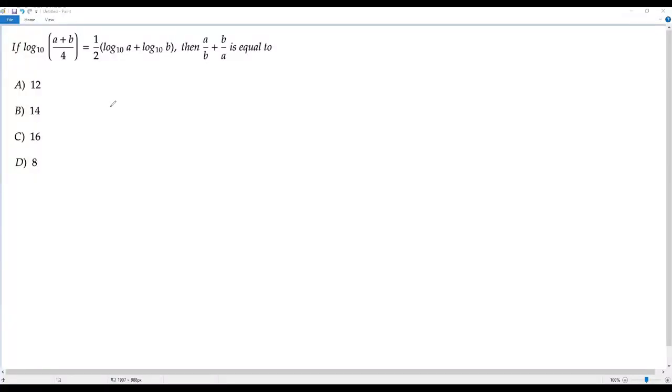Here we have a problem on logarithm. Okay, let's go to the question. If log base 10 of (a + b)/4 equals 1/2 times (log base 10 of a + log base 10 of b), then a/b + b/a is equal to.